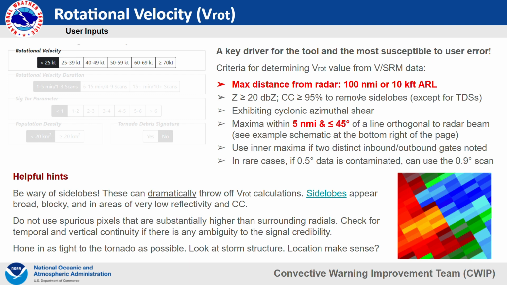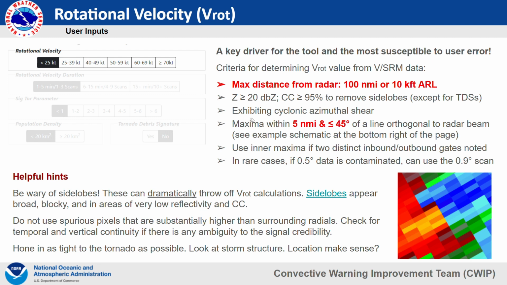Also, we want to be wary of side lobes, so there was a reflectivity limitation of greater than or equal to 20 dBZ, and correlation coefficient greater than or equal to 95% to weed out those side lobes. Now, of course, the exception would be if an identified tornadic debris signature was present, we'd have to relax that CC requirement.